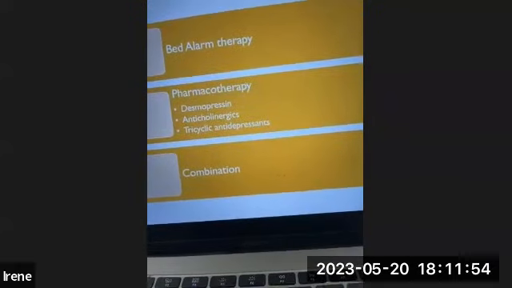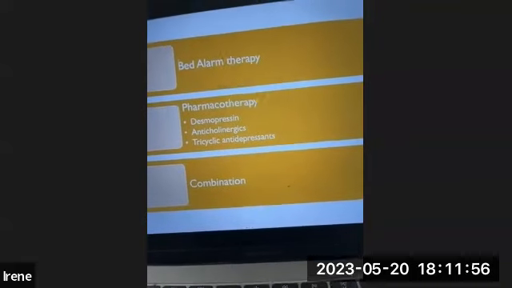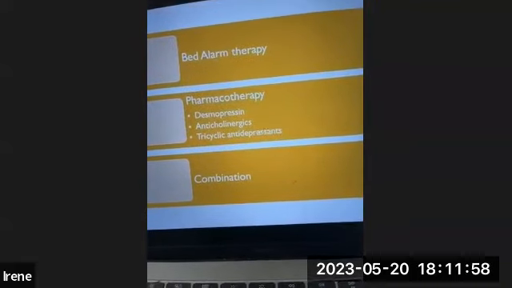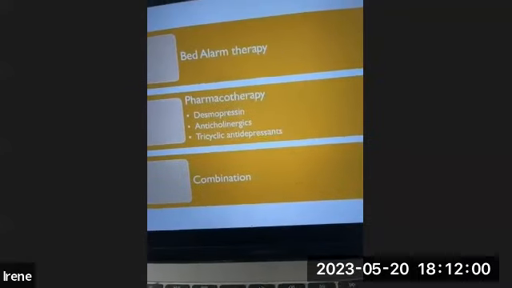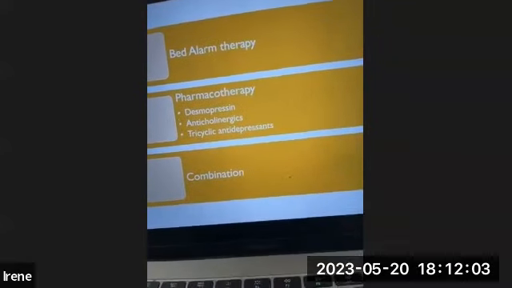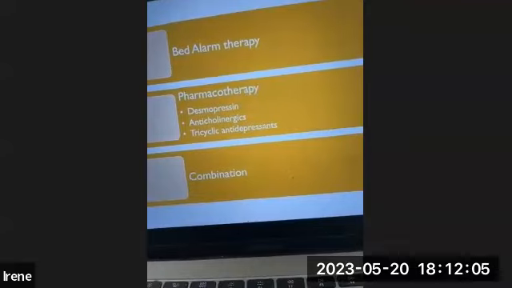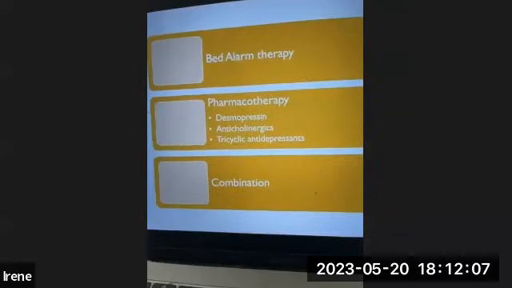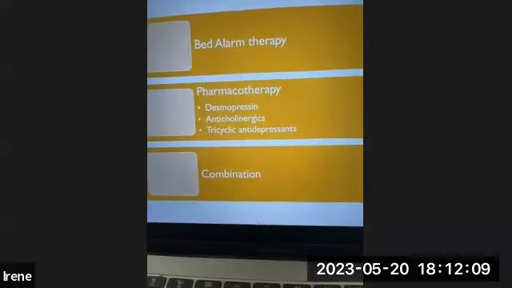So these are special alarms. They are not the alarms that we have on our phones or the alarm clocks that we have. Some parents go and get these alarms and they come and say that it is not working. I'm using it, but she's still wetting. These alarms are very fanciful, very colorful ones.